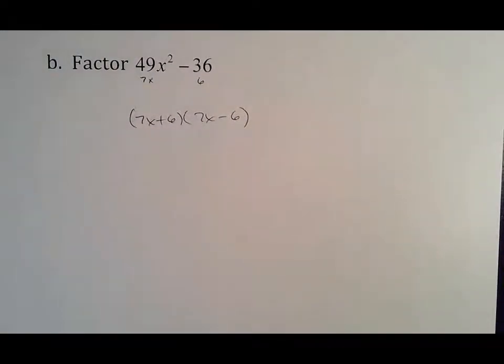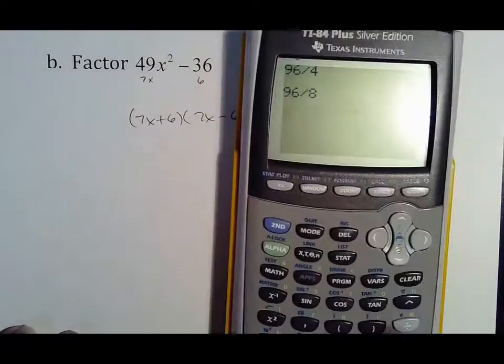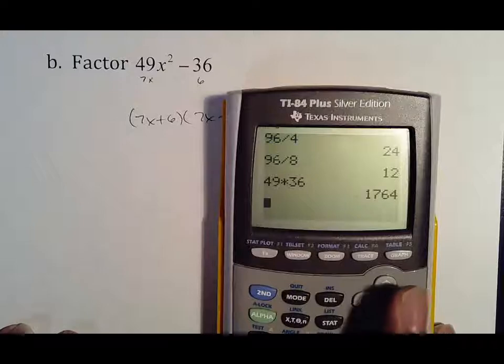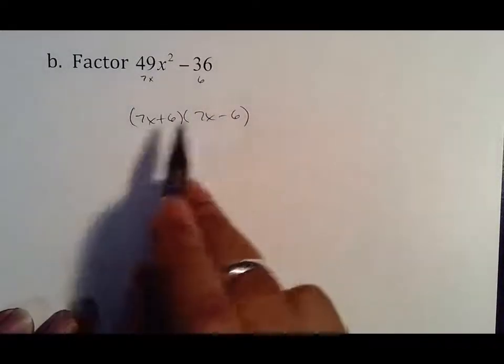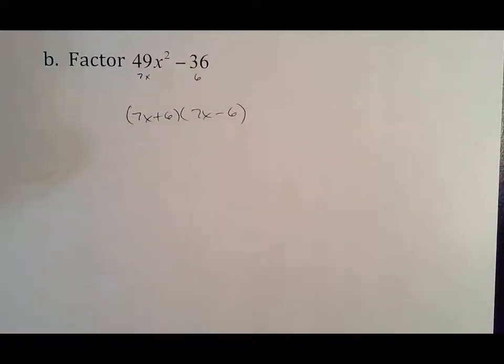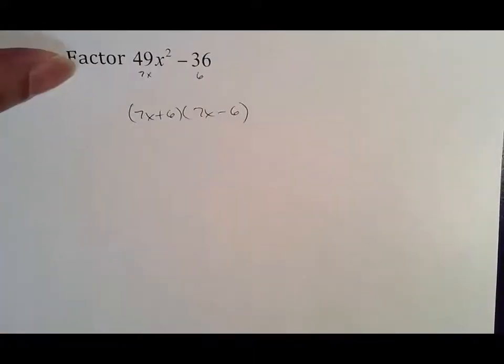That is all. Now again, you can feel free to look for numbers that multiply to be 1,764 and add to be 0. That's fine. But I think it's much nicer to do it this way because, again, it saves you from all those big numbers.